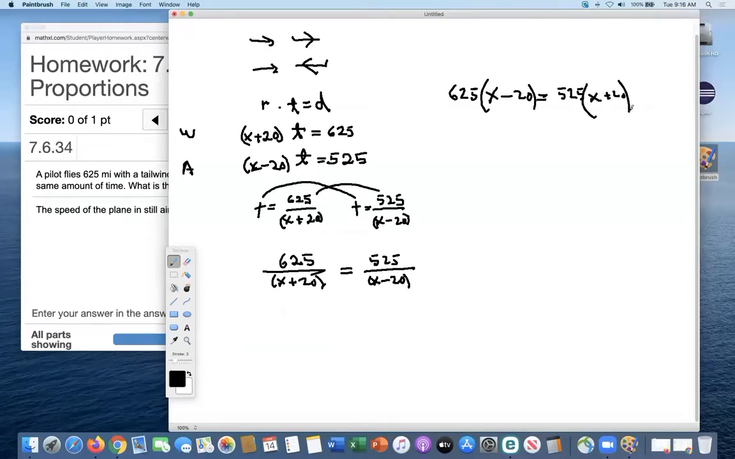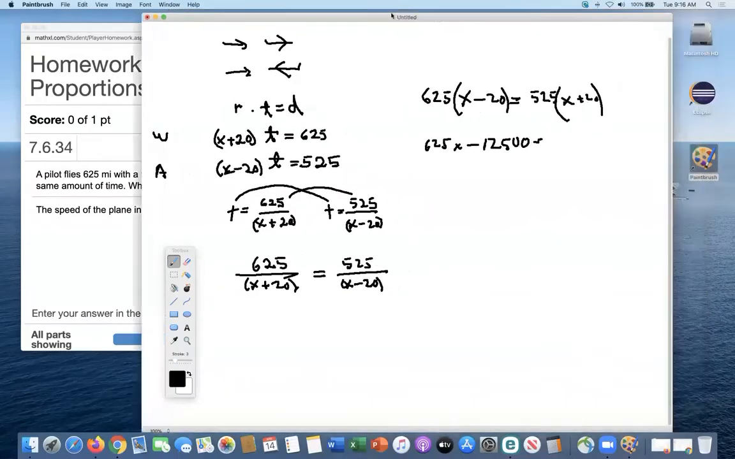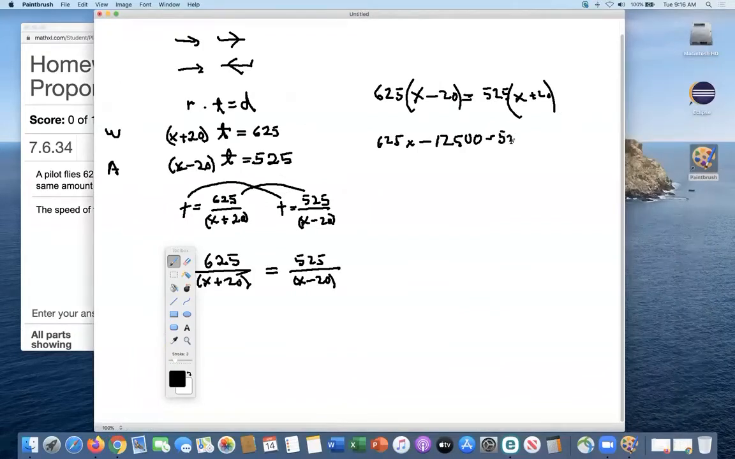So let me get my calculator going here. Calculator right there. So what I need to do is multiply it through the parentheses: 625x minus 625 times 20. 20 times 625 equals 12,500, equals 525x plus 525 times 20. So 525 times 20 is 10,500.